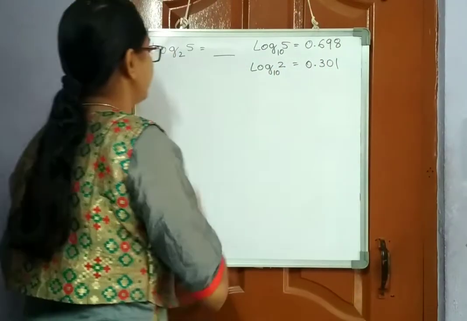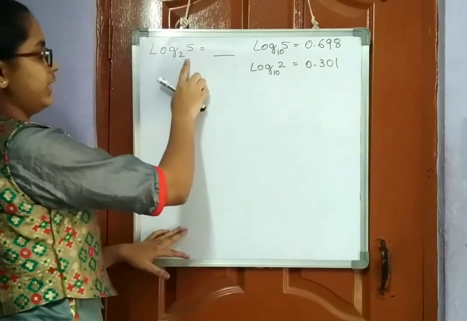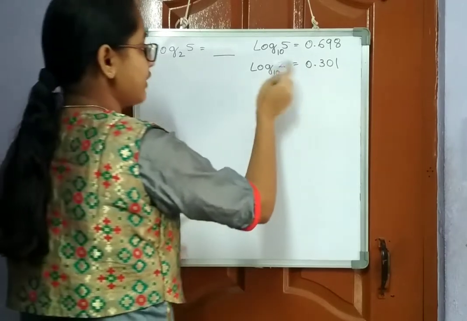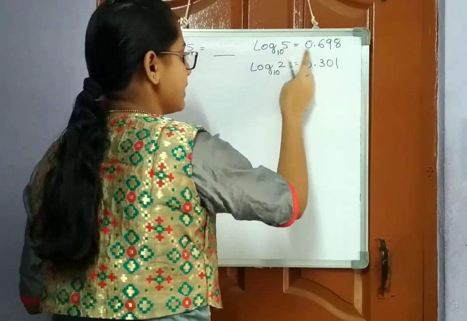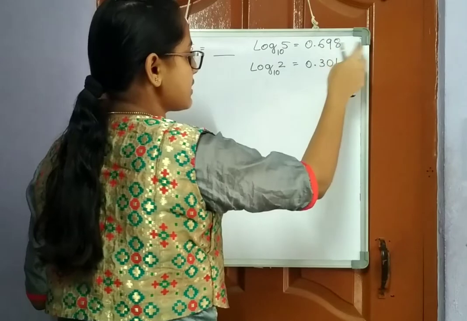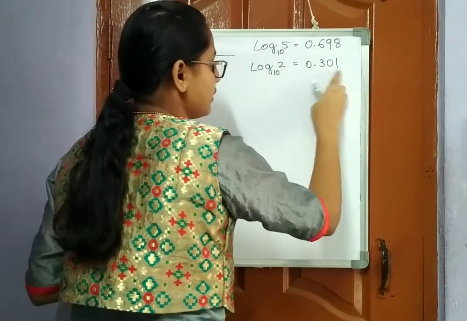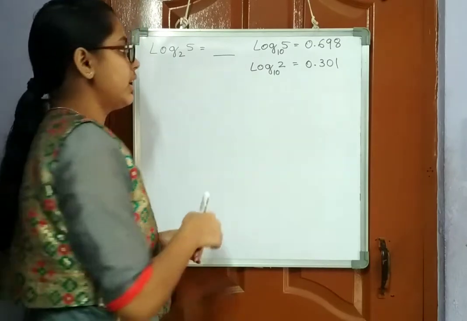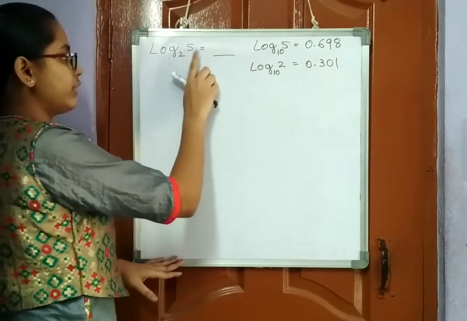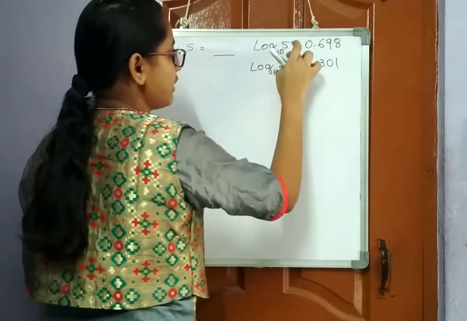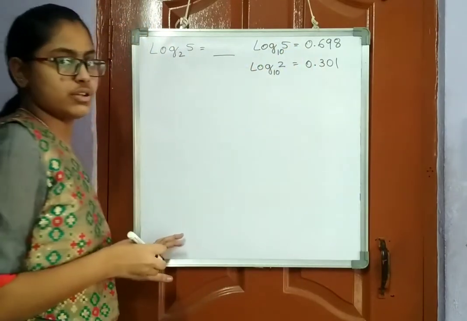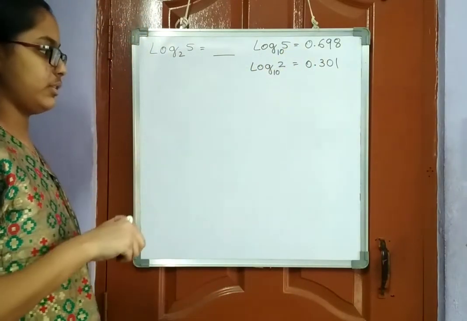So let's take a look at our next example. We need to find out the value of log 5 to the base 2. But we have been given the value of log 5 to the base 10 as 0.698 and log 2 to the base 10 as 0.301. Here we need the value of log 5 to the base 2, but we have the values with base 10. So we need to apply the change of base rule.